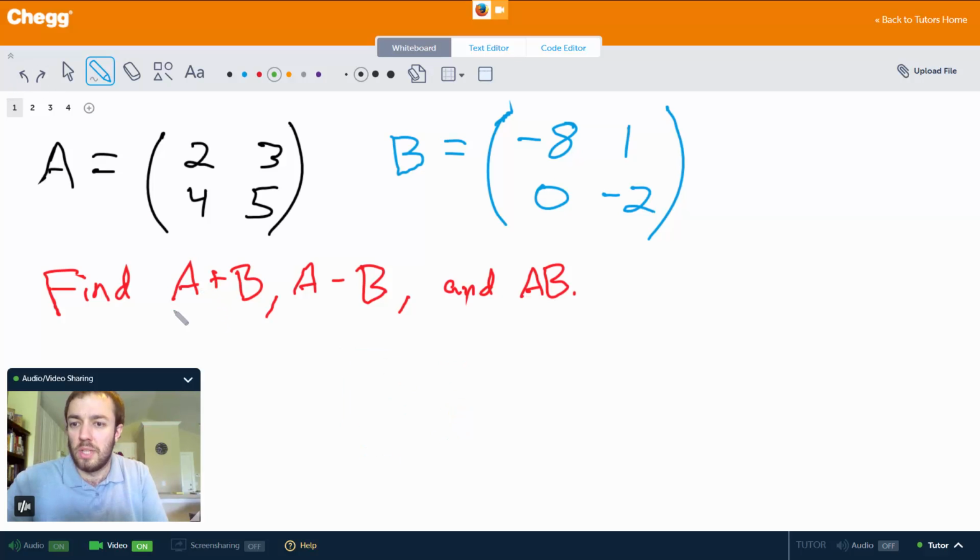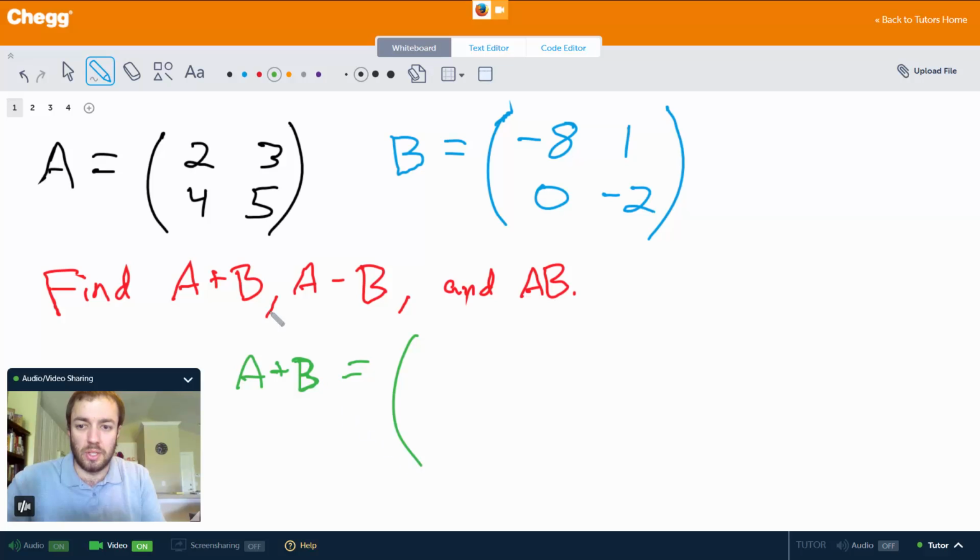Now, in general, to do A plus B or A minus B, in other words, to add or subtract two matrices, they have to have both the same number of rows and the same number of columns. And we're in good shape here because A and B both have 2 rows and they both have 2 columns. So in order to add A plus B, we basically just add the corresponding elements together.